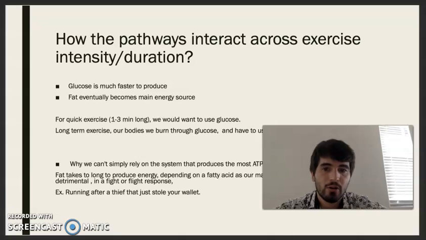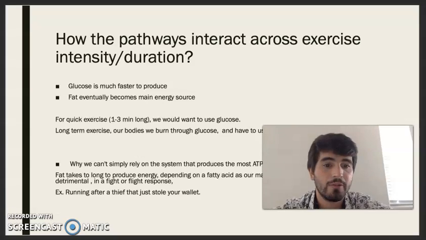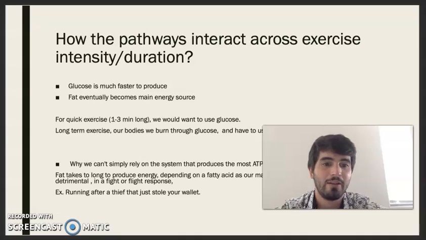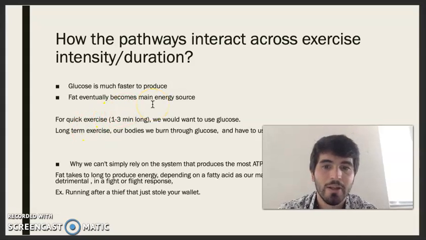How the pathways interact across exercise intensity and duration. Glucose is very good for short-term, high intensity exercises. I remember a funny story from when I used to play soccer when I was younger. My dad used to give me one little pack of sugar for a quick burst. What he didn't know is that it was just going to cause me to burn out real quick. So glucose is much faster to produce, but at the same time it also goes away quicker, because of the size of that molecule and how fast it produces.